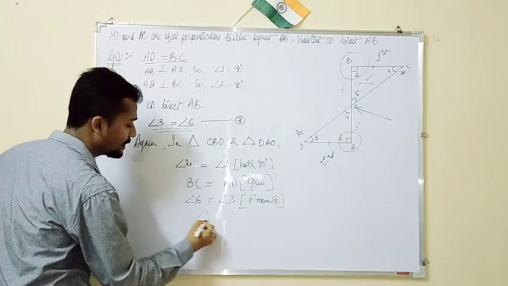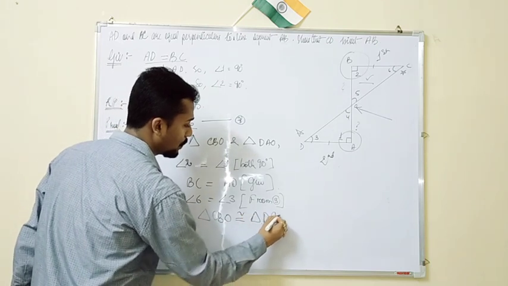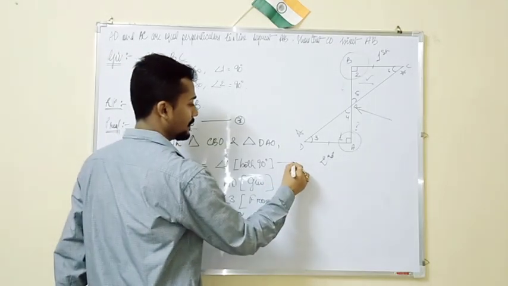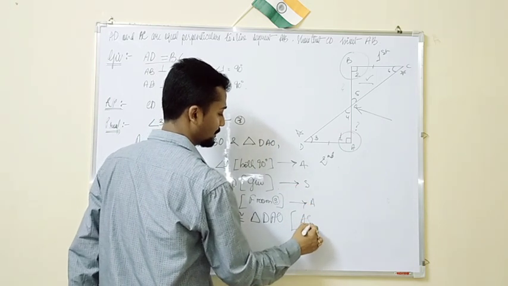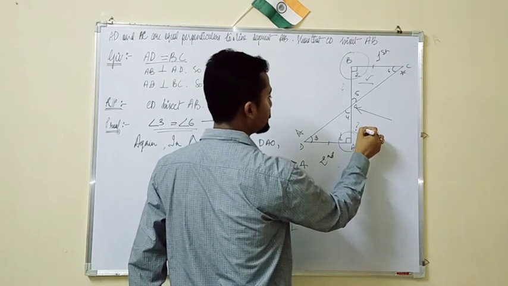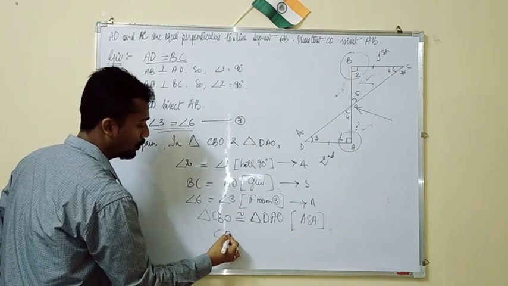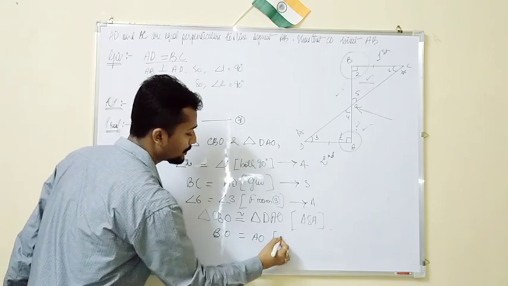We can conclude that triangle CBO is congruent to triangle DAO. CBO and DAO both are congruent by angle, side, angle. Then what can we say about these two particular parts? We can say that BO is equal to AO, by CPCT.